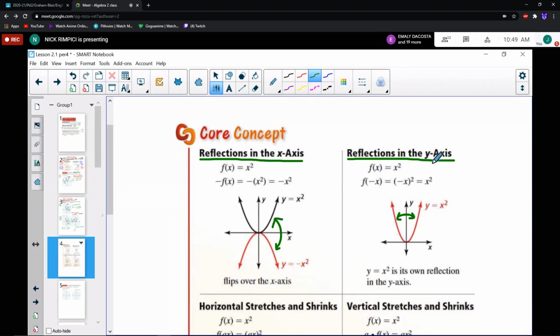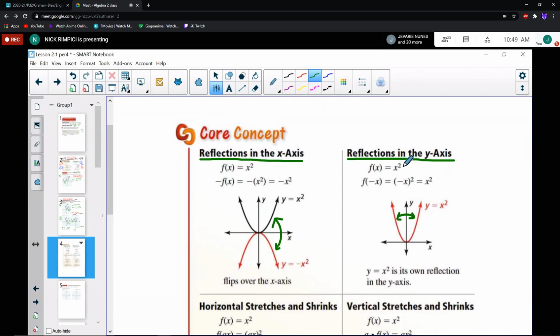So now to reflect on the y-axis, you don't negate the whole function like you did in the x-axis. You simply negate the x inside. So if you do that, this x becomes negative x. And if you take negative x and square it, well, then you got positive x squared again. You're back to what you started with. So the reflection and the original are the exact same function.